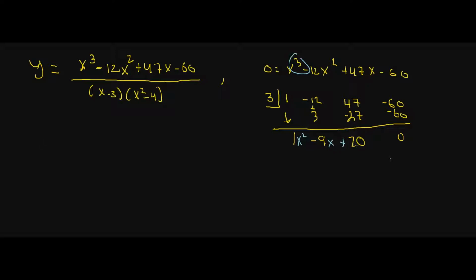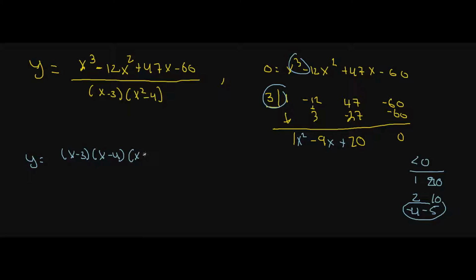All right, now let's find all the factors of 20: 1 and 20, 2 and 10, and 4 and 5. Well, if I make both of these negative, they'll add up to give me negative 9 and positive 20 when you multiply them. So now I'm going to rewrite the top. We knew 3 was a root, so x minus 3, and we're going to get x minus 4 and x minus 5 on the numerator, and on the bottom we're going to get x minus 3.